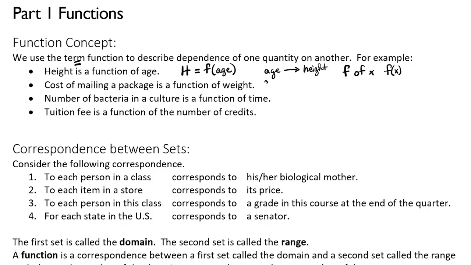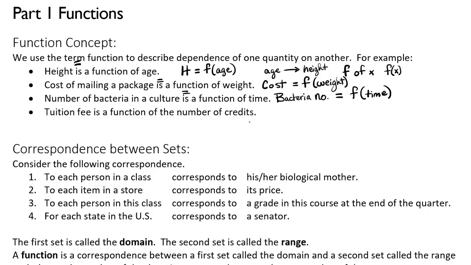Cost of mailing a package, we'll write cost, is like our equal sign, a function of weight, f of weight. The number of bacteria in a culture is a function of time. So we have bacteria, and we'll just say number, short for numbers, equals f of time. So time is our input, bacteria number is our output.